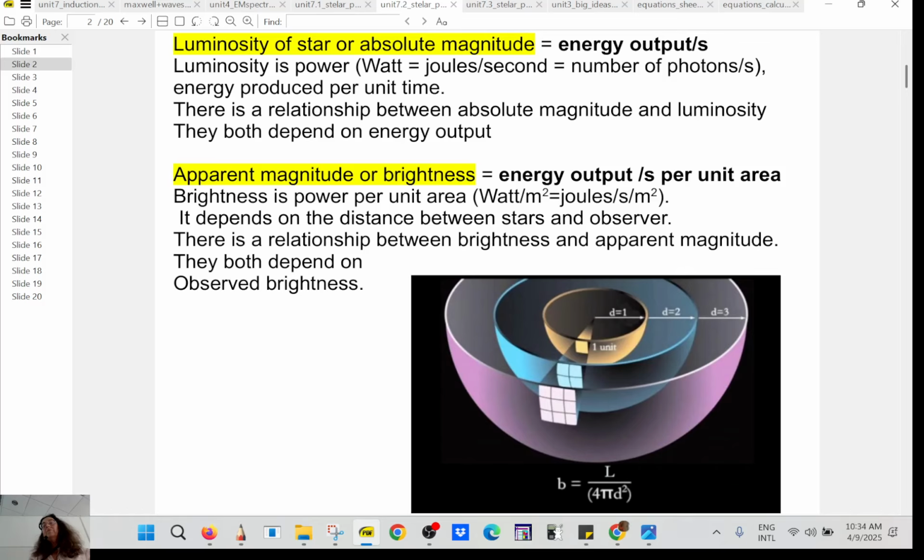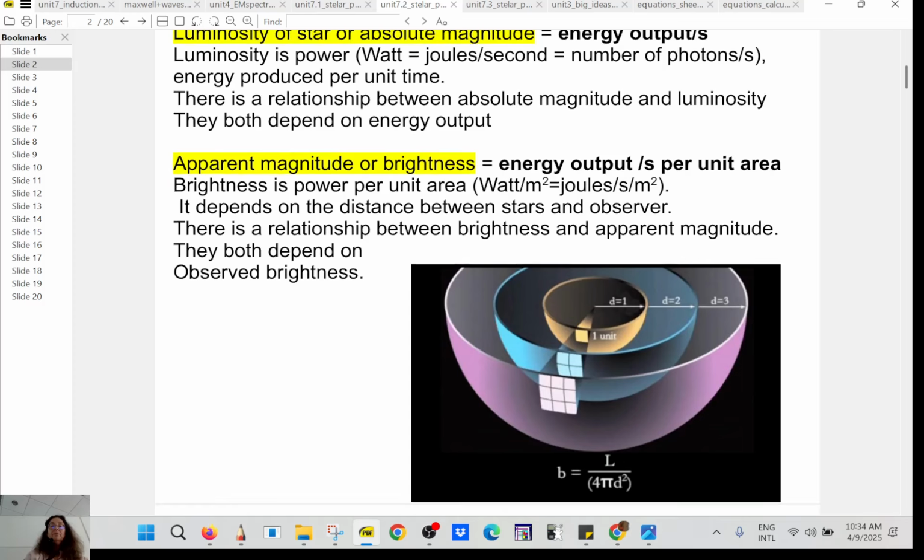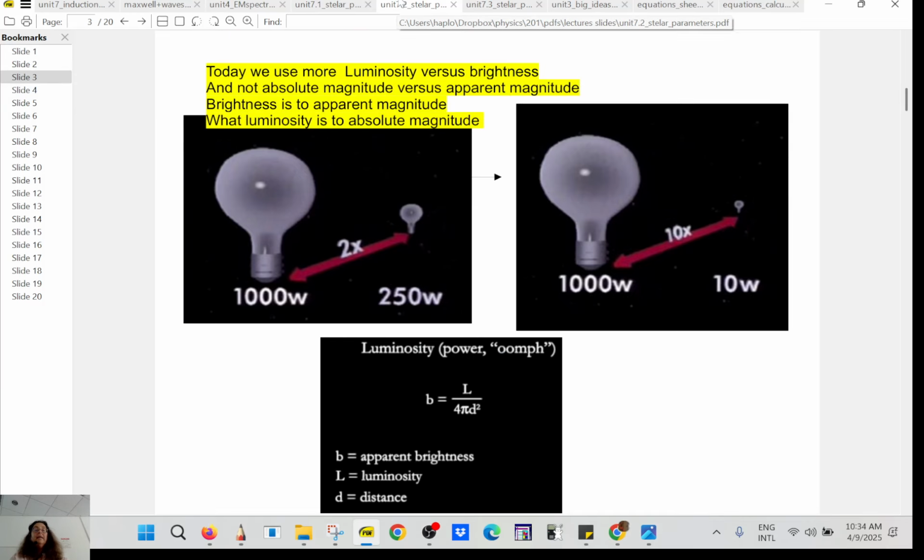So then they define something called absolute magnitude, which means it's also qualitative, and it's just how bright a star is if they are all at the same distance. Okay, so let me give you an example so you understand. So let's say you have a 1,000-watt light bulb, like the one I showed you before. If you are close to it, it's going to be the luminosity, the oomph, the energy output. How much energy you have here leaving the light bulb in the form of radiation.